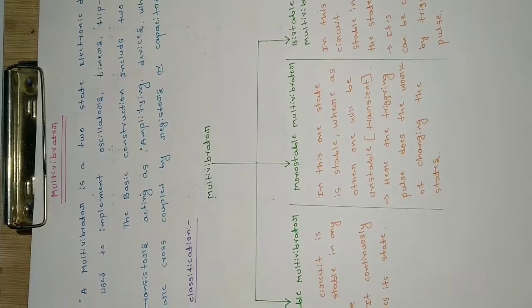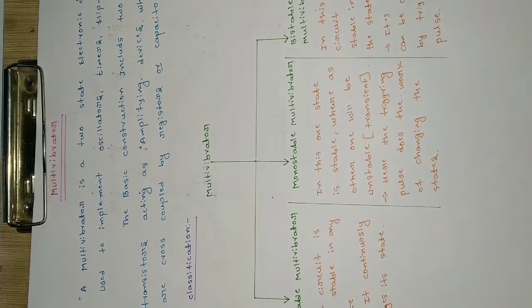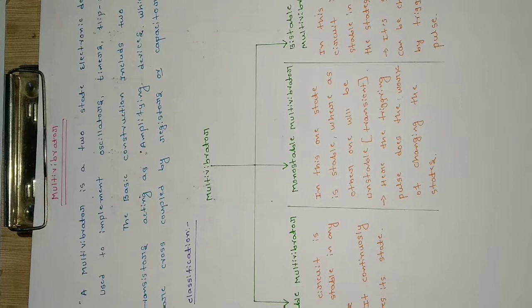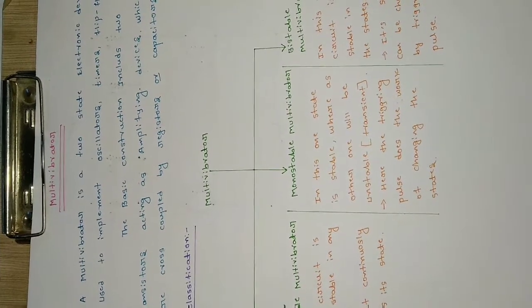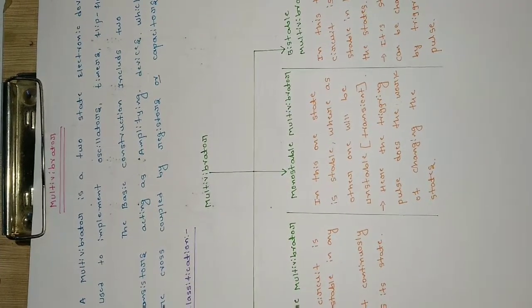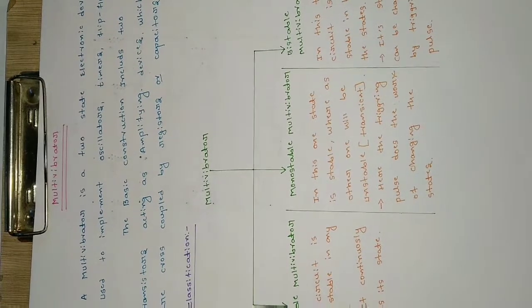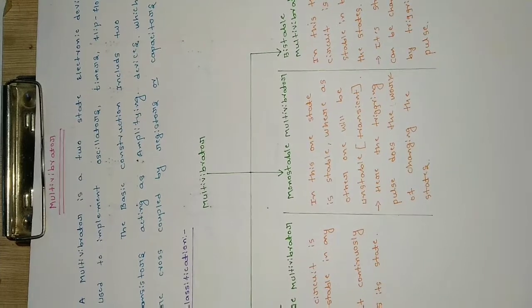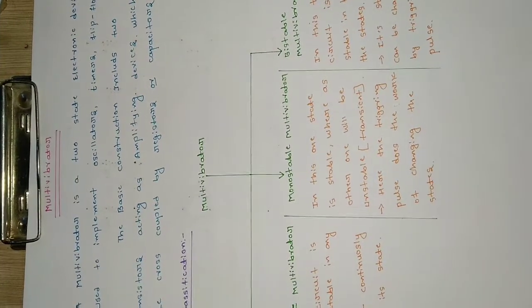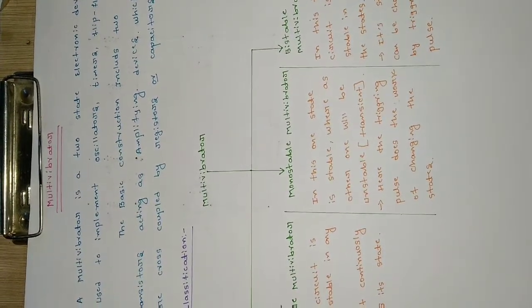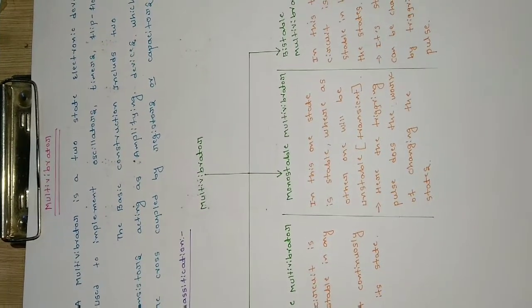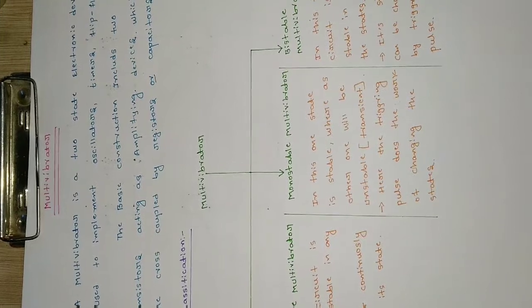In this video, we are going to discuss what is meant by multivibrator. A multivibrator is a two-state electronic device used to implement oscillators, timers, and flip-flops. Basically, a multivibrator is a two stable state device, which can have either one stable state or no stable state. Its output will be changing from one state to another continuously.